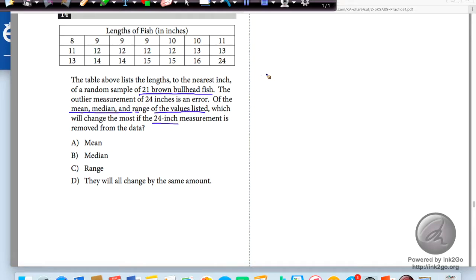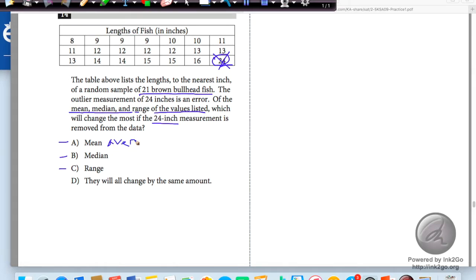Now, this is actually a pretty complicated question, but let's attempt to use some arithmetic in order to save some time. Now, 24 is an outlier number, meaning that it's going to be an error within the data. If we were to remove that 24, what would happen to the data is what the question is really asking you, based upon the mean, the median, and the range. Well, the mean, remember, is the average of everything that you have here.